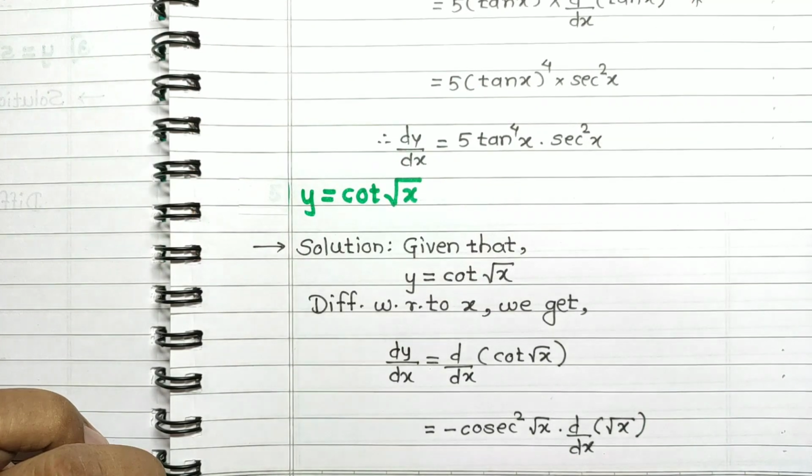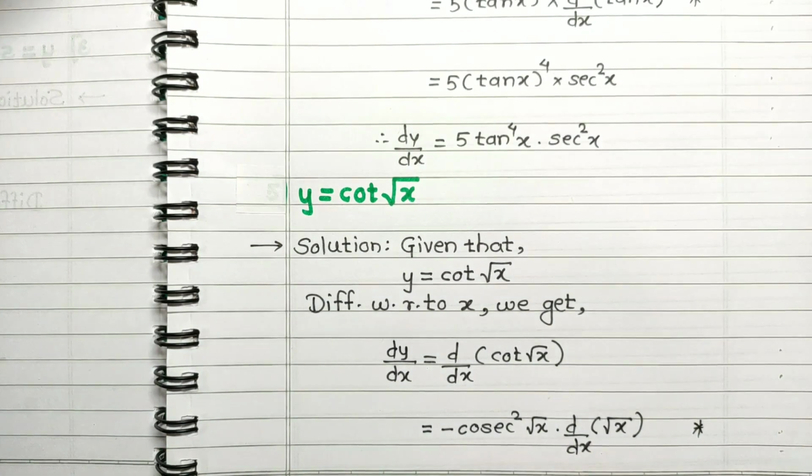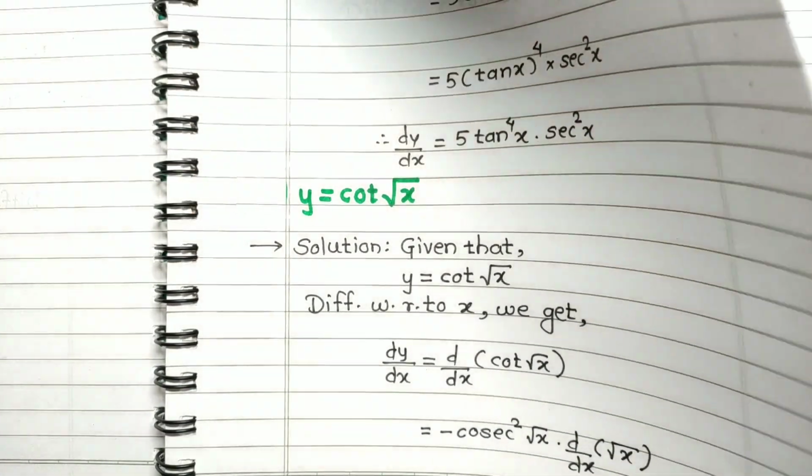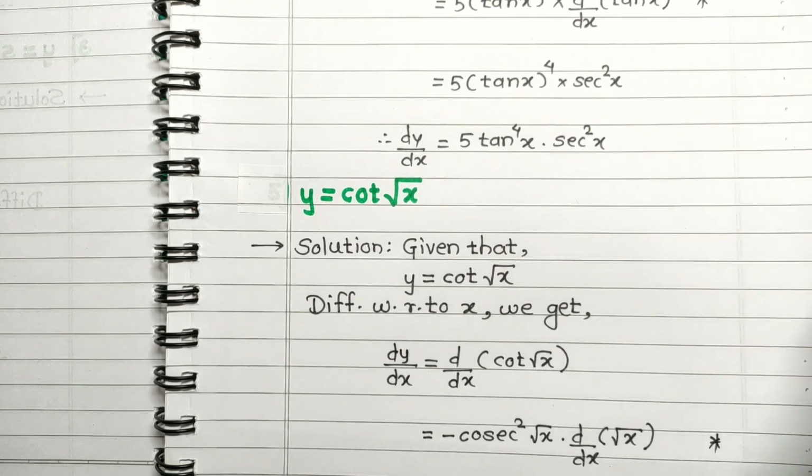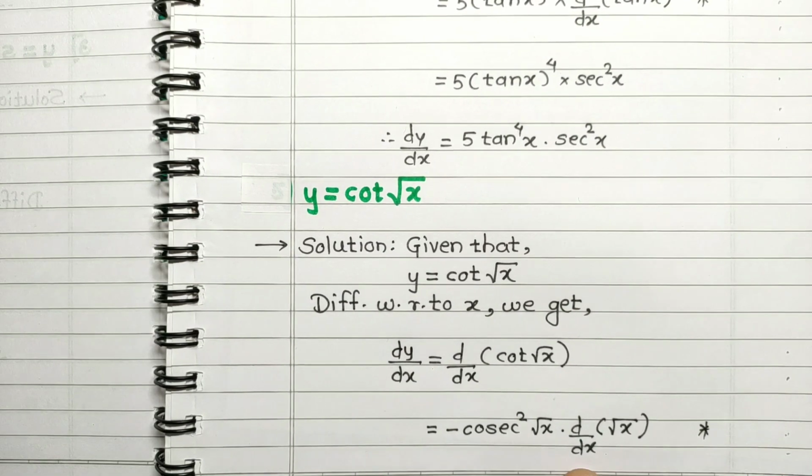Okay. So you note this step properly. We have used chain rule here. Okay. Cot of something. So its derivative is minus cosec square of something into the derivative of something which is root x. And we know the derivative of root x.